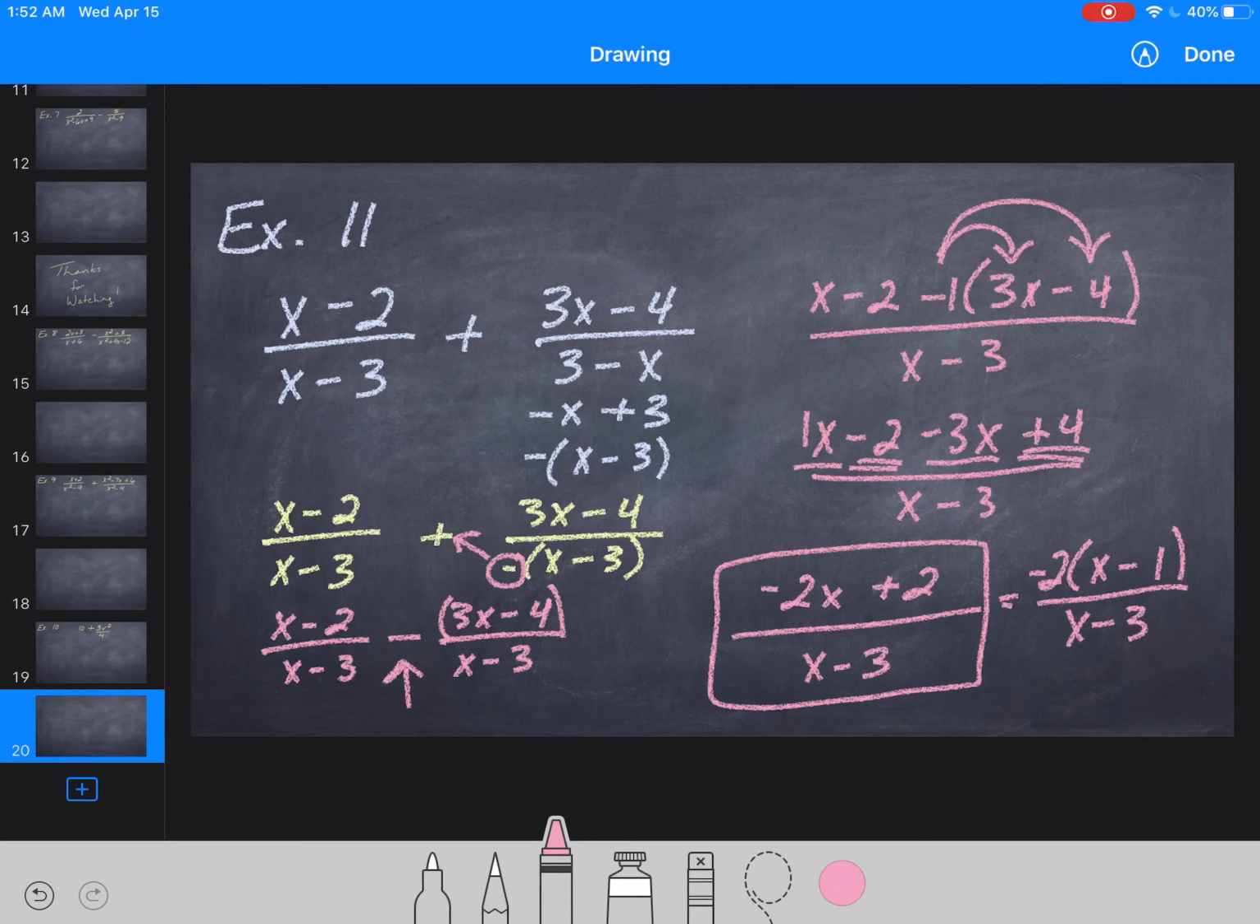That's the last one that I wanted to show you, because sometimes you have denominators that are almost the same, but your signs are switched. This is an easy fix.